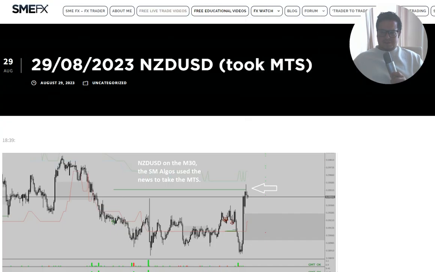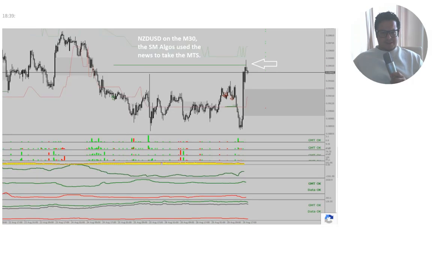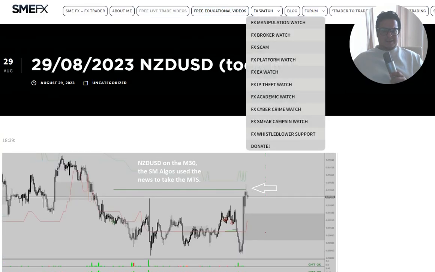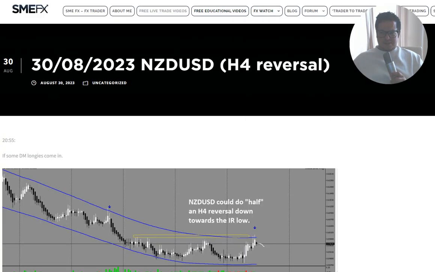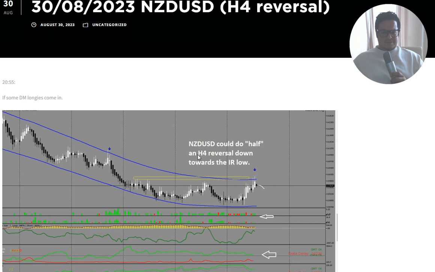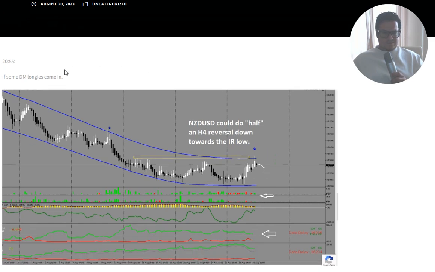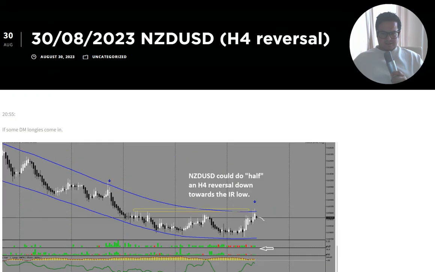Kiwi, similar thing. So MTS gets taken above the price, boom. I didn't take the post stop hunt trade, but I realized on the 30th, yeah, Kiwi could do a half on and for our reversal down towards the inner range low. So short trade, yeah, like I wrote at 5 to 9. And this is what happened.